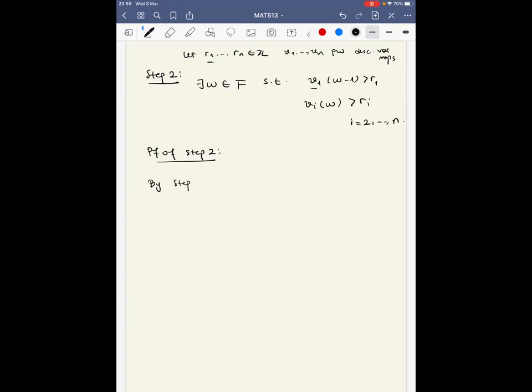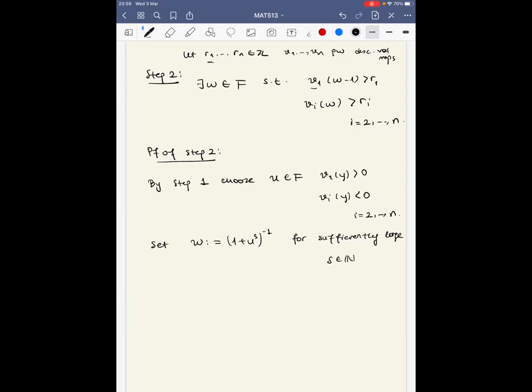And first, let me note that from the first step, we can choose a function u, which has 0 at p1 and poles at the other places pi's. And let me set a function omega as 1 plus the inverse of 1 plus u to the s for sufficiently large natural number s. Now I will explain what I mean by sufficiently large, particularly when doing the computations, because here our claim is that omega is the desired function, so we need to check v1 of omega minus 1.